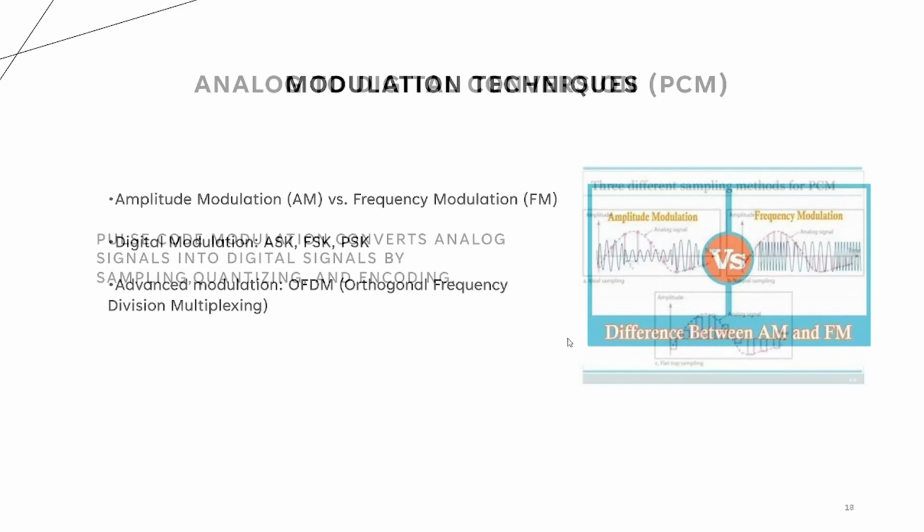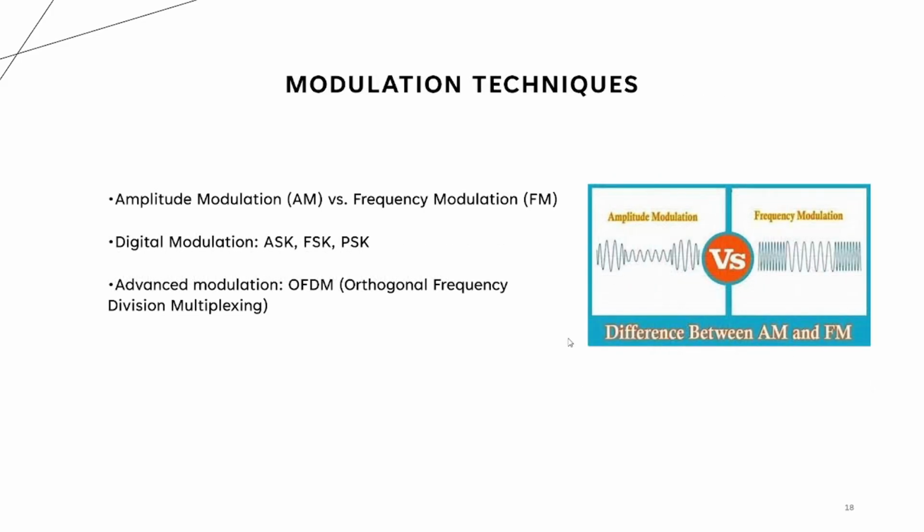Then next we move to the modulation techniques. Modulation techniques have three categories. First is amplitude modulation versus frequency modulation. Next is digital modulation, and finally we talk about advanced modulation. First, we talk about amplitude modulation and frequency modulation.